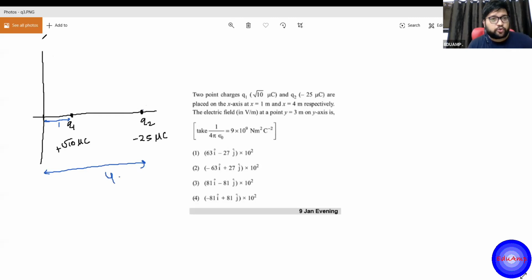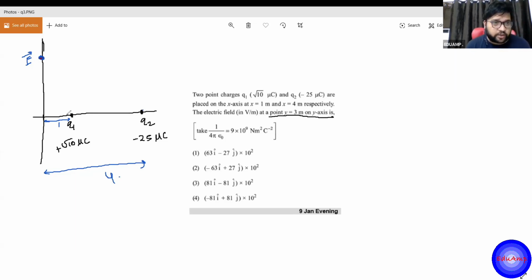Now you have to find the electric field at what point? At the point y is equal to 3 on the y-axis. That is this point. This is y is equal to 3. So you have to find the electric field at this point, magnitude and the direction. What you have to do, simply you put plus 1 coulomb charge at this point.